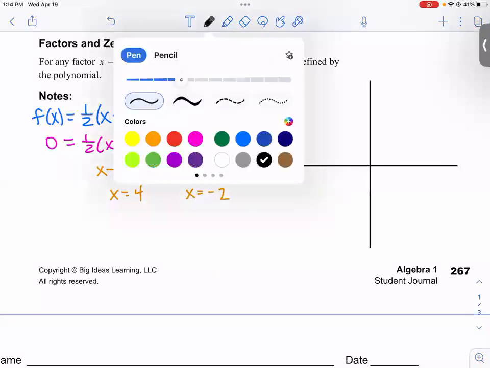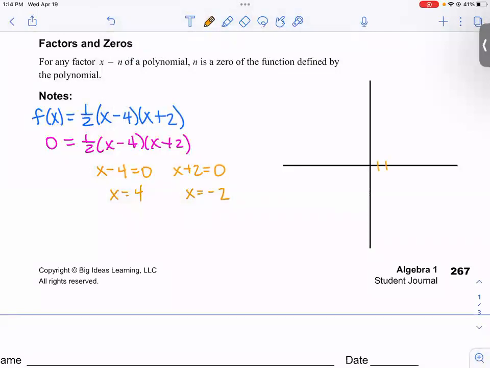Okay, so this means that at x equals 4 and x equals -2, we have x-intercepts. So could you please draw an xy axis and plot those two for me, please?